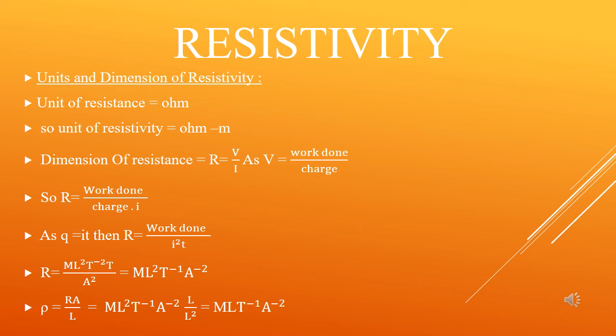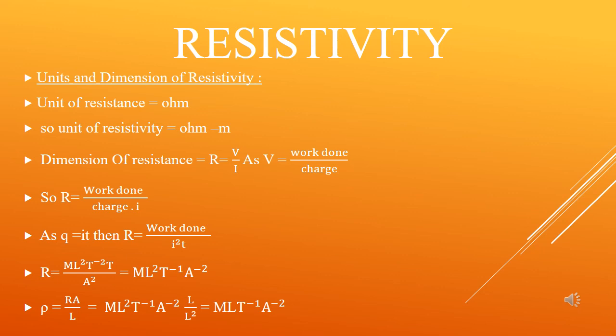Now, dimension of resistance and resistivity. Resistance has a formula R equals V upon I. V is equal to work done per unit charge. So work done upon charge has a formula I into T. So work done per I square into T. So work has a dimension M L square T minus 2. So resistance has a dimension M L square T minus 3 A minus 2.